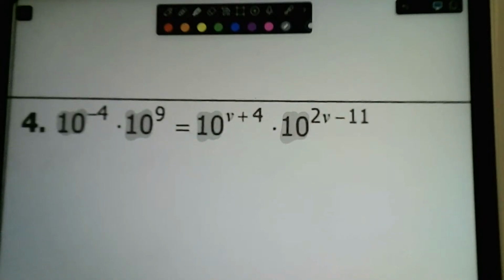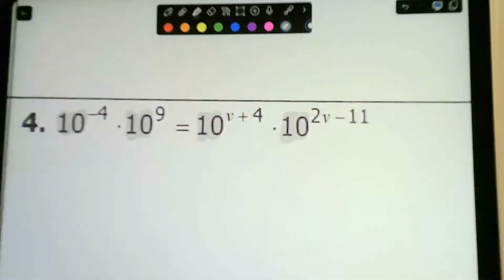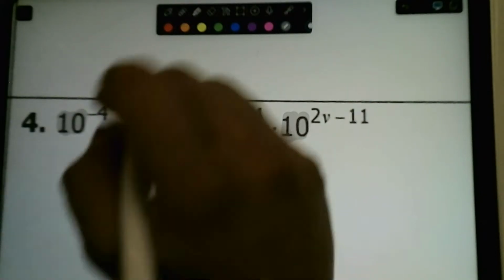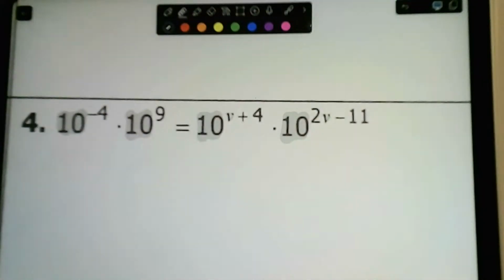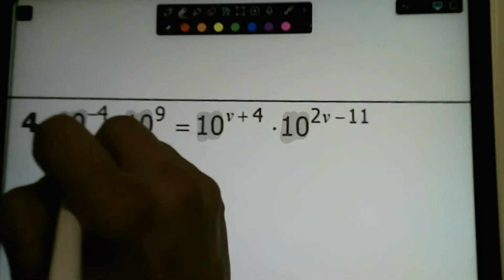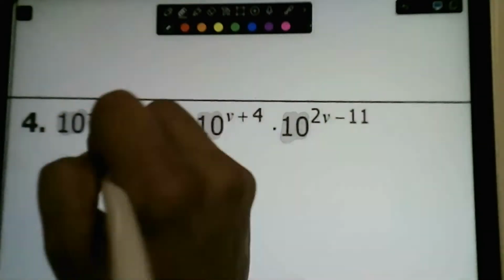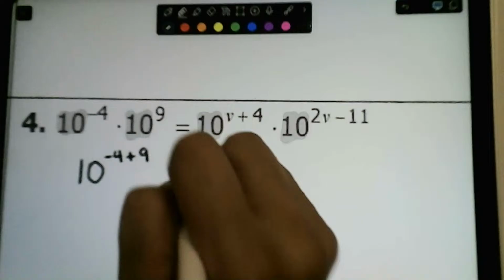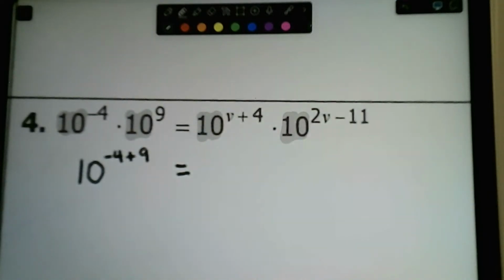Let's simplify each side of the equation. When I look at just the left side, I have 10 to the negative 4 times 10 to the 9. What do I do to get that to be one base? You add the exponents. Whenever you're multiplying things with the same base, you can add the exponents. So the left-hand side is going to look like this. I'm going to do the exact same thing for the right-hand side.